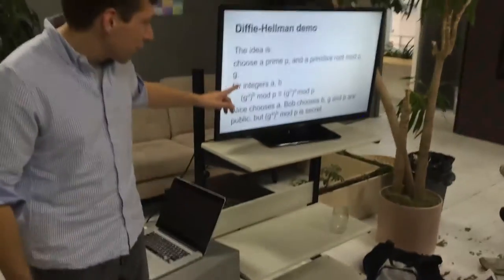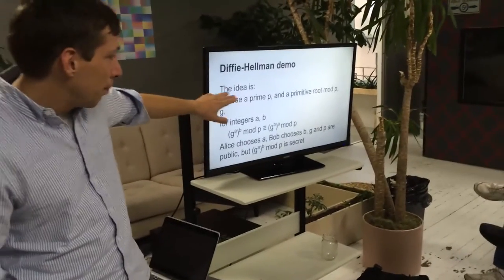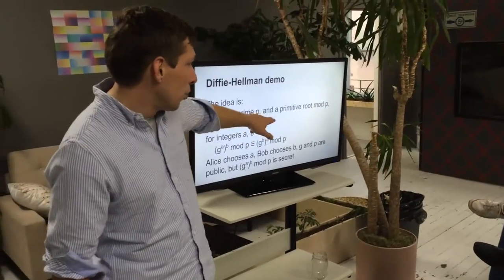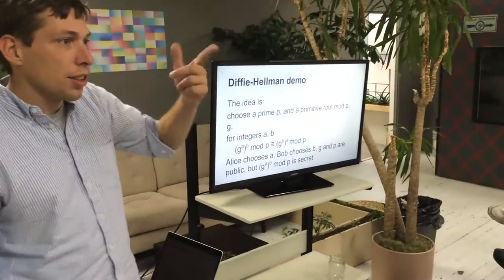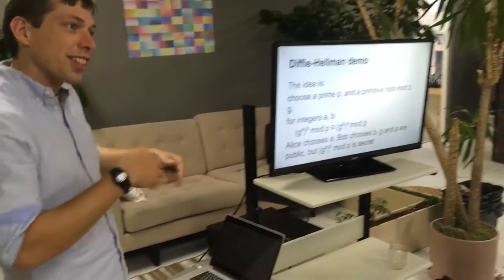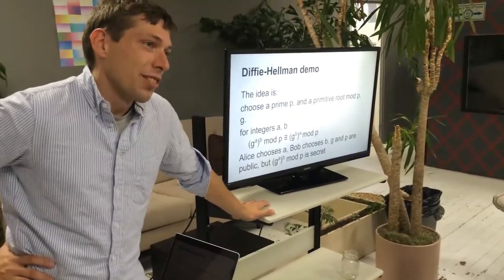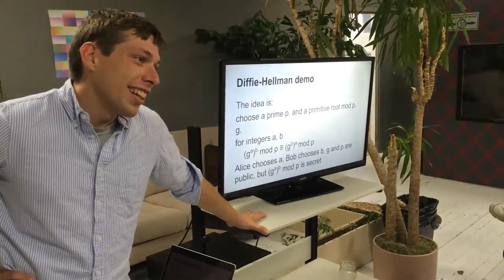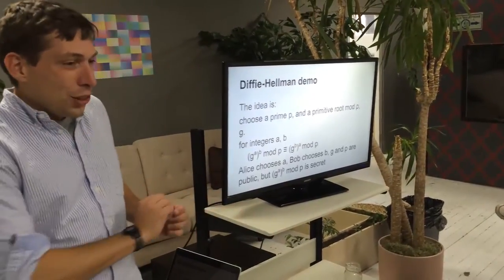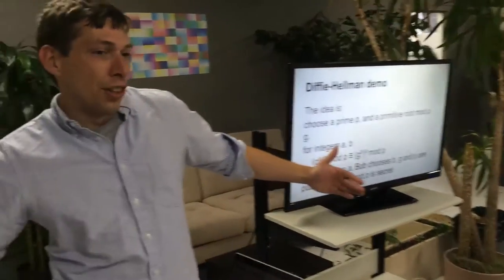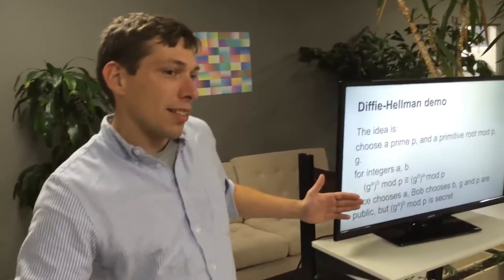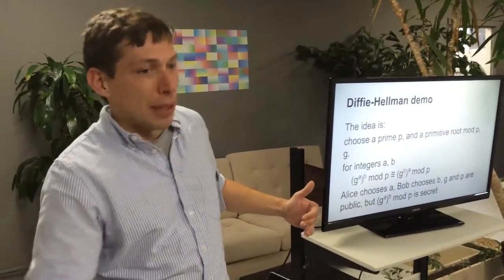So the idea, and it's pretty simple, is you choose a prime P and a primitive root mod P. That's actually what I screwed up on the way here, trying to play with it. A primitive root is a number that will fully cover the entire space modulo that prime by exponentiation.